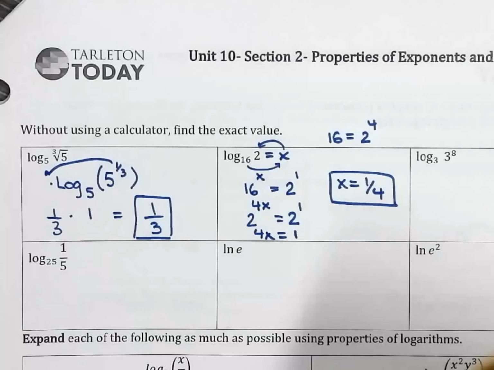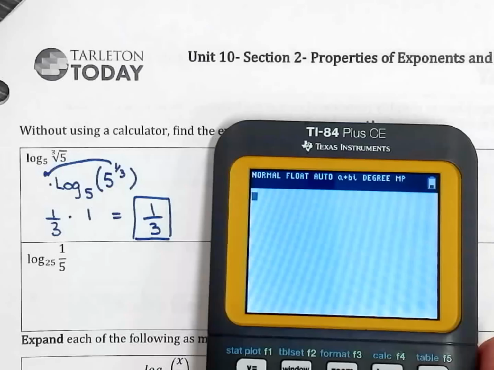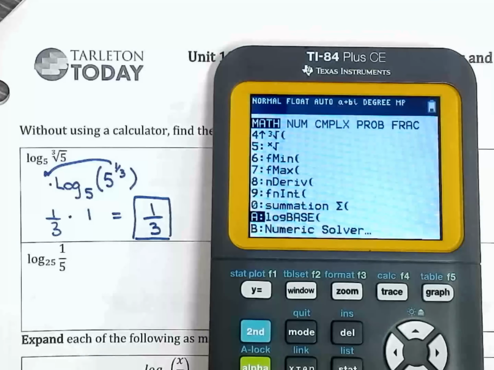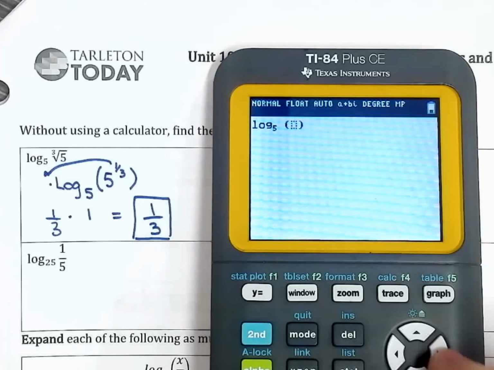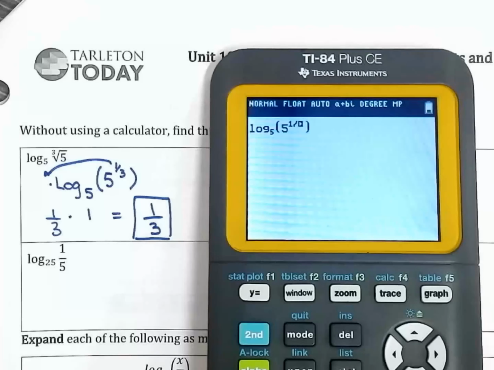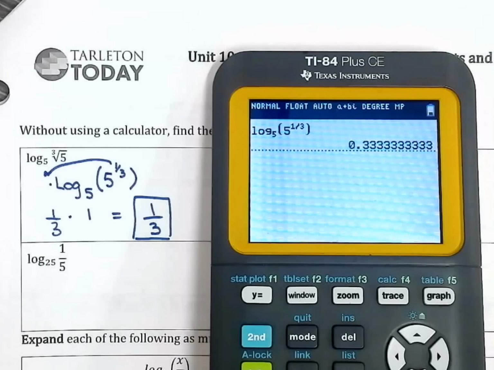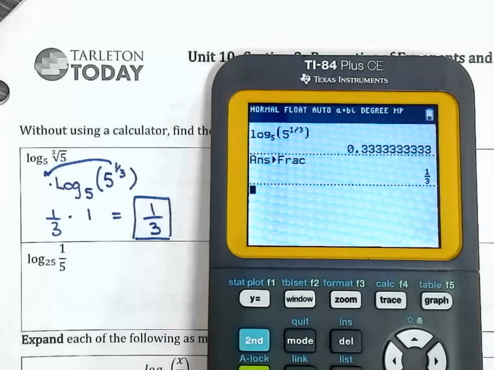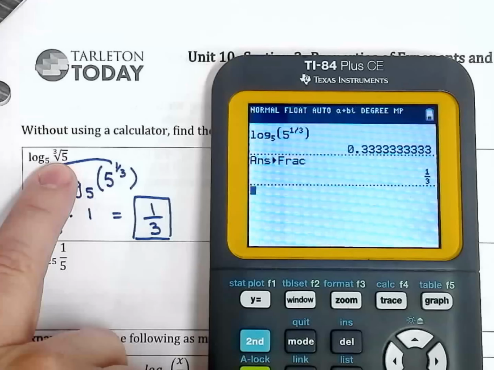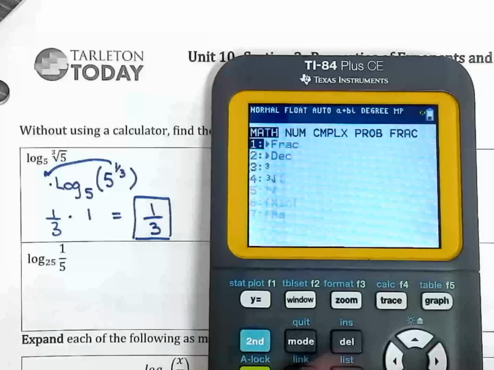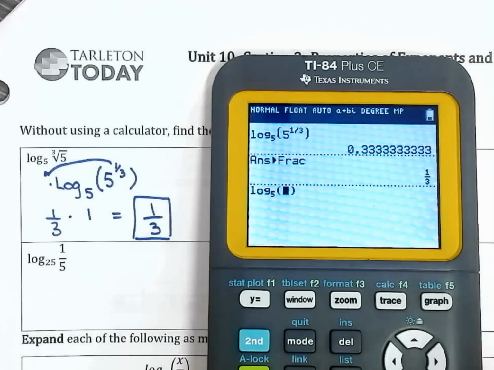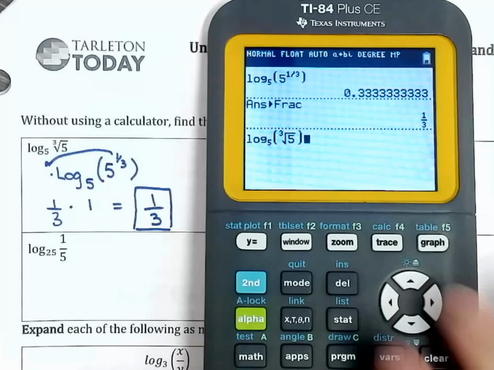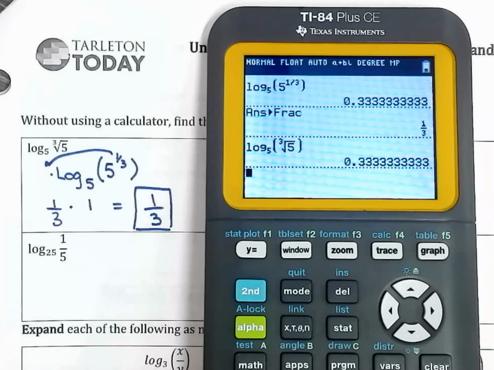And then you ask, why can't I just put it in the calculator? Well, here is how you put it in the calculator. So you have math log base. So you can put log base 5 of 5 to the power of 1/3. That will give you 1/3 that you're looking for. And if you want to change that back to fraction, there's that. If you want, you can also put this in as a cube root of 5. So log base 5 of cube root of 5. That also equals 1/3.